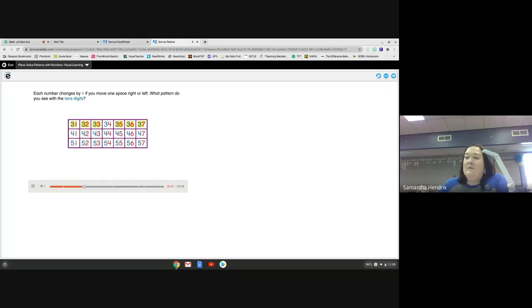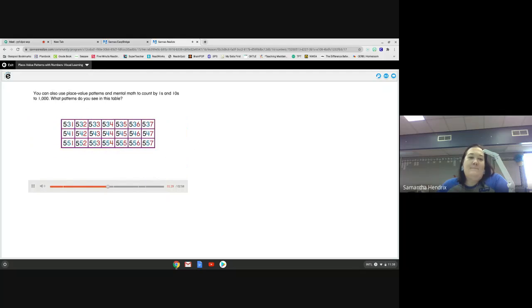What pattern do you see with the tens digits? In each row, the tens digit is the same in each number. The tens digit goes up by 1 as you read down each column. 33, 43, 53. By how much does each number change as you move one space up or down? Each number goes up by 10 as you move down one space. Each number goes down by 10 as you move up one space.